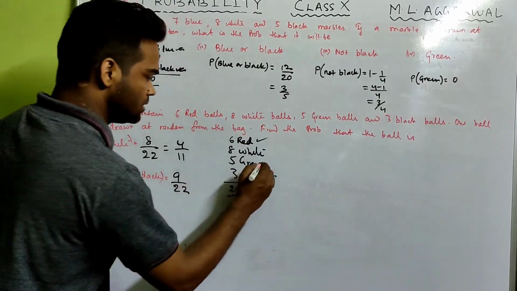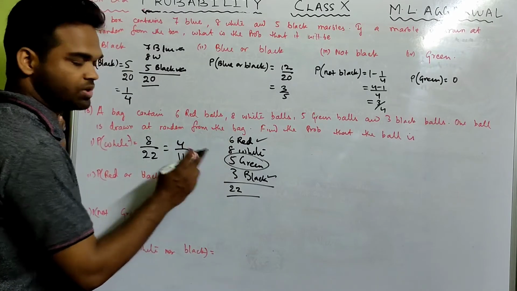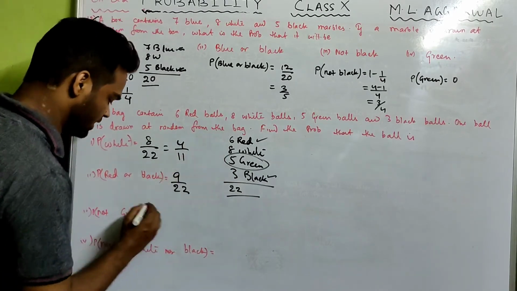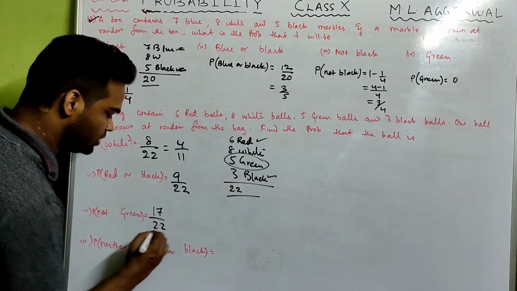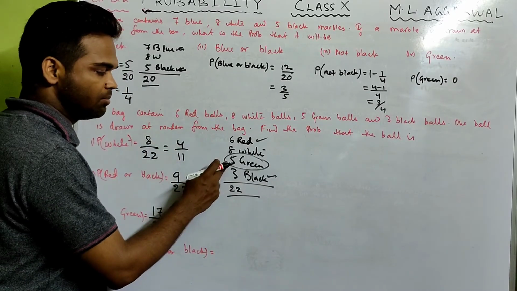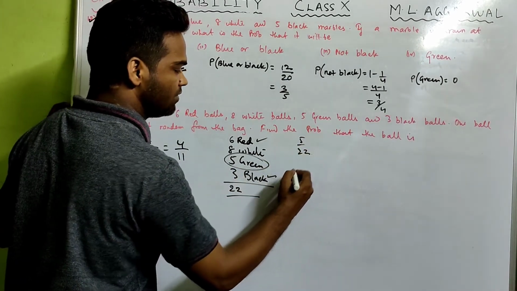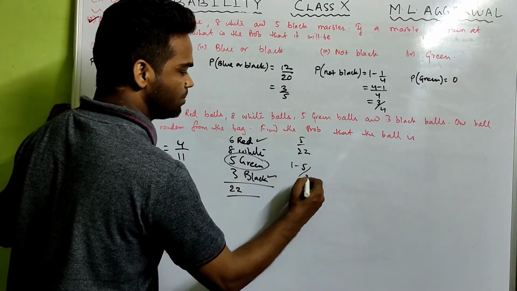Not green. So it should not be green. So it can be 6 plus 8 plus 3. That's 14 plus 3, 17 by 22. Or you can find the probability of getting a green ball, that's 5 by 22. So not green will be 1 minus 5 by 22.